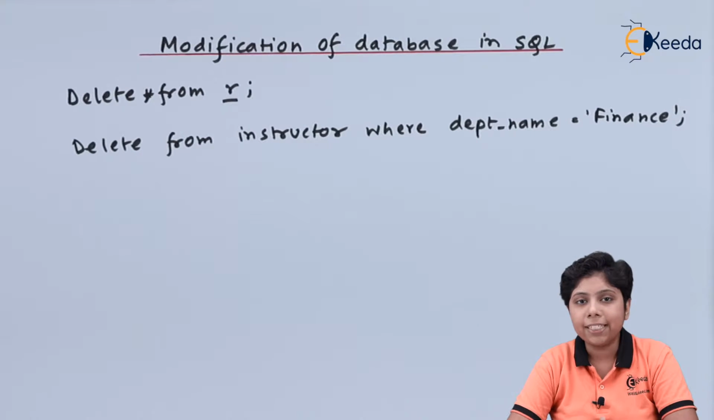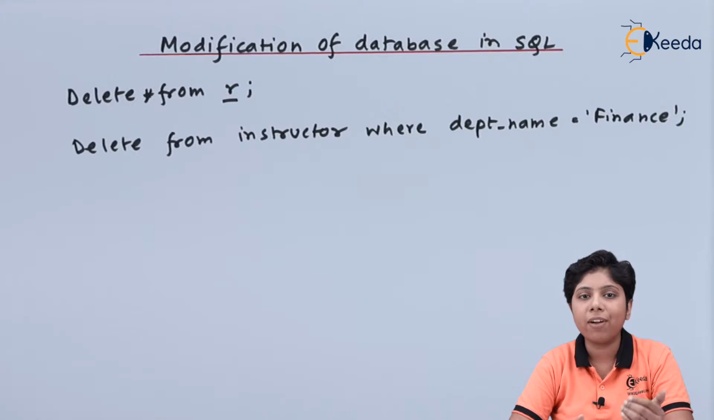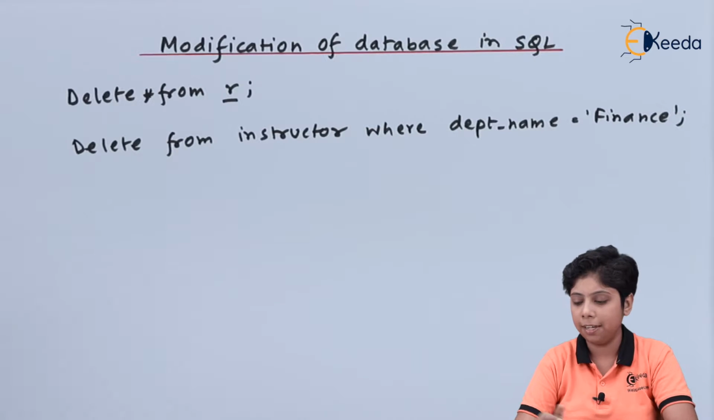Now say in the next one, I want to delete all the department names from the instructor relation where their salaries lie between 13,000 and 15,000, or say where the average salary of the department lies between 13,000 and 15,000. So we can use it like this.